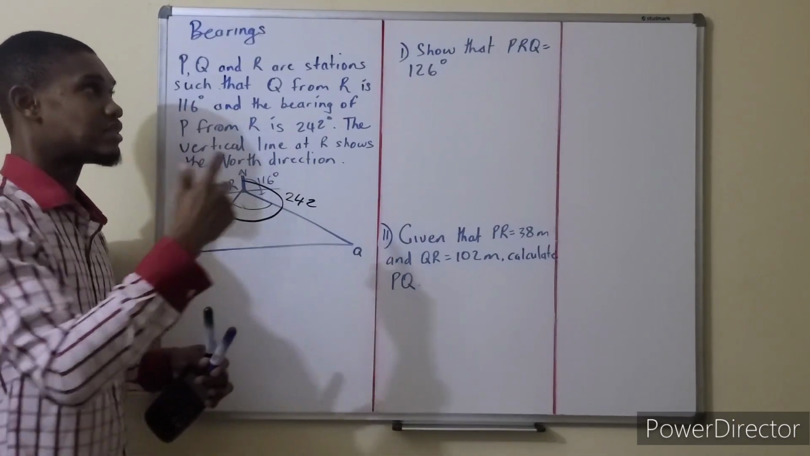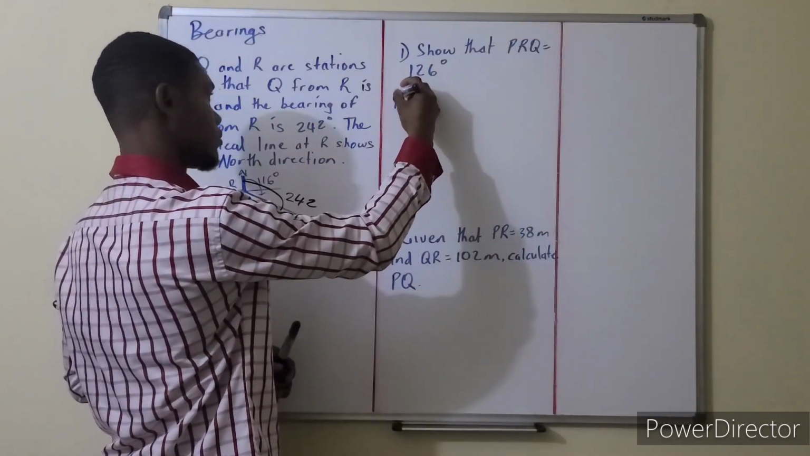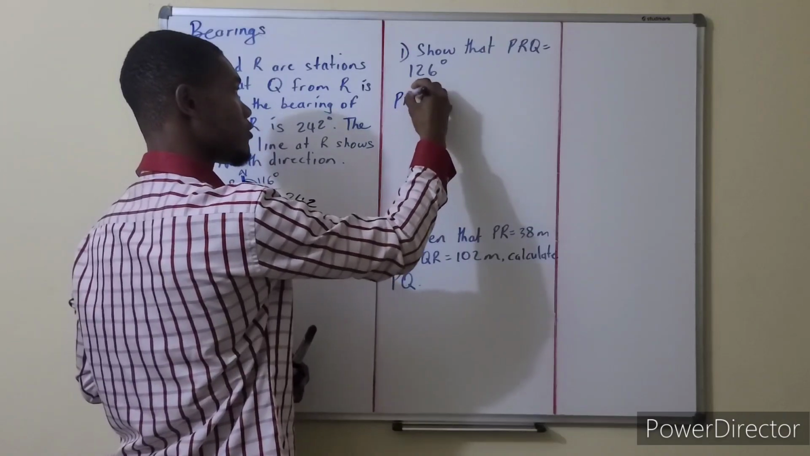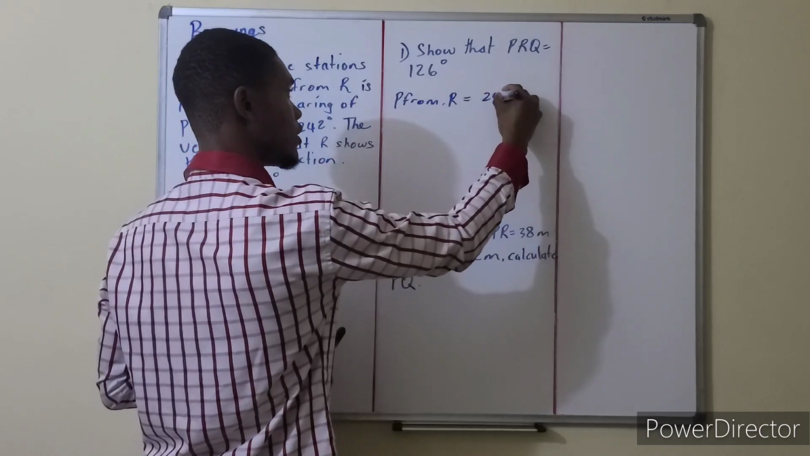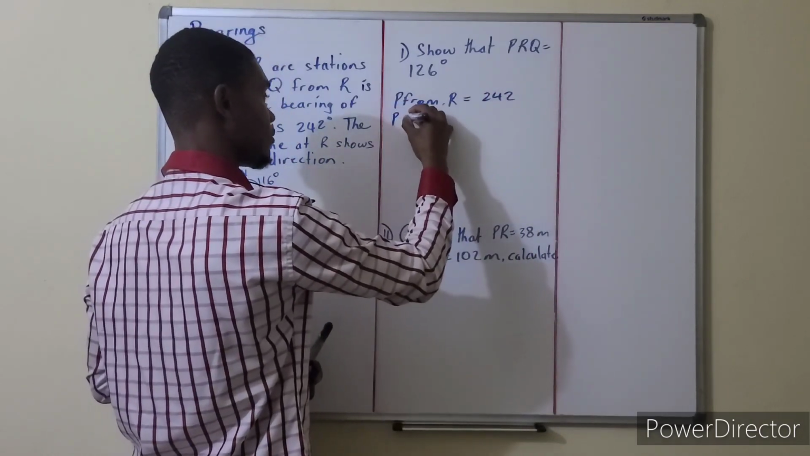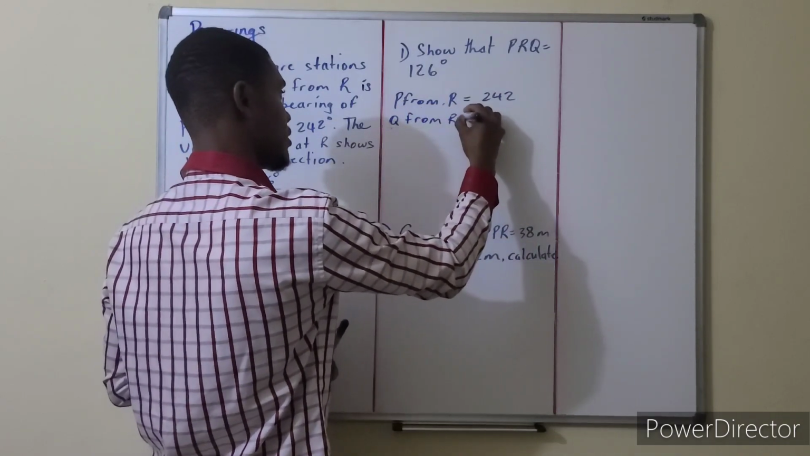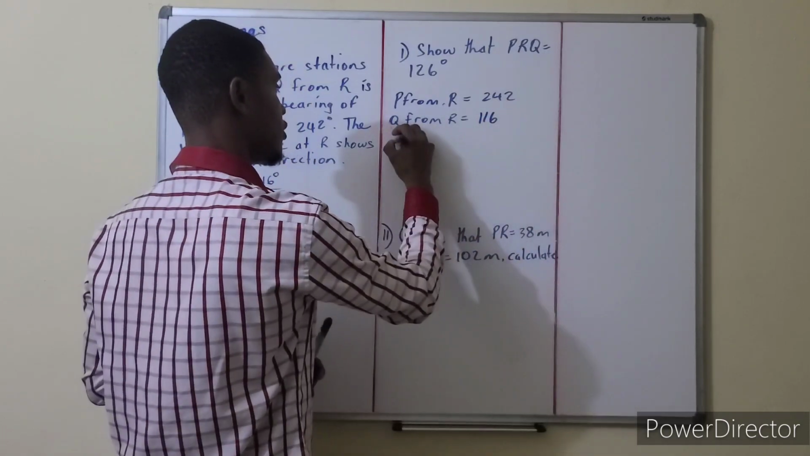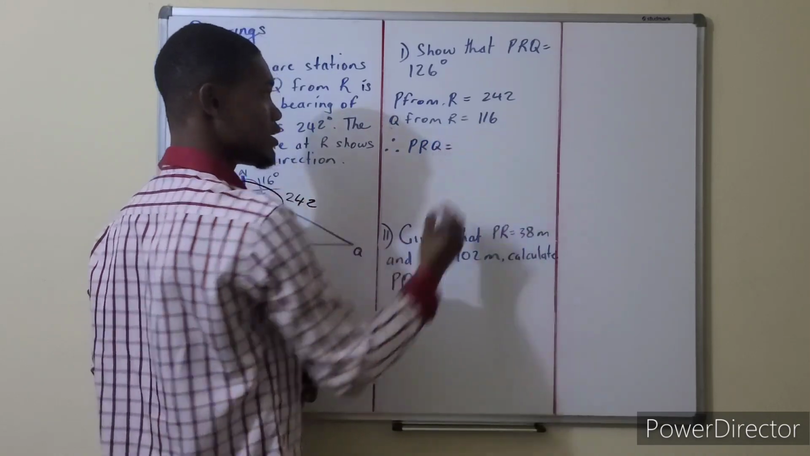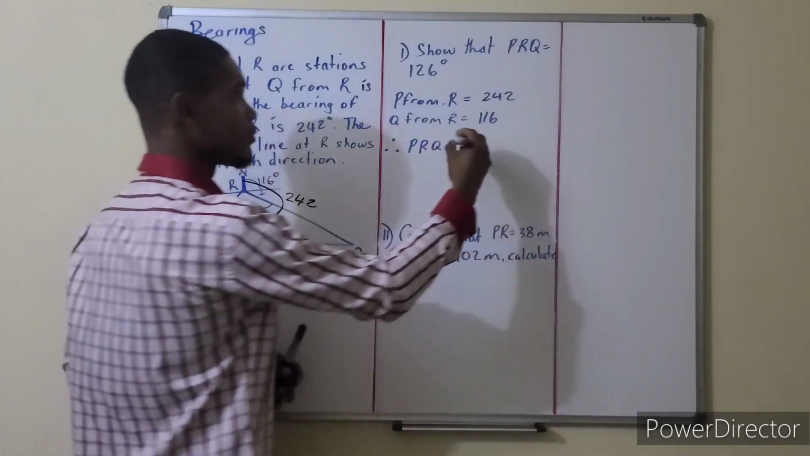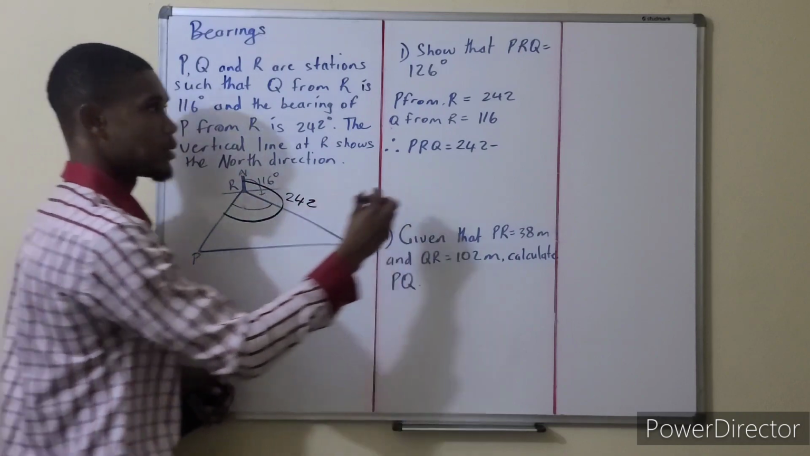So to prove that it is equal to 126, you can write P from R is equal to 242, and Q from R is equal to 116. Therefore, PRQ is equal to all of this angle, which is 242 minus this little outer piece.